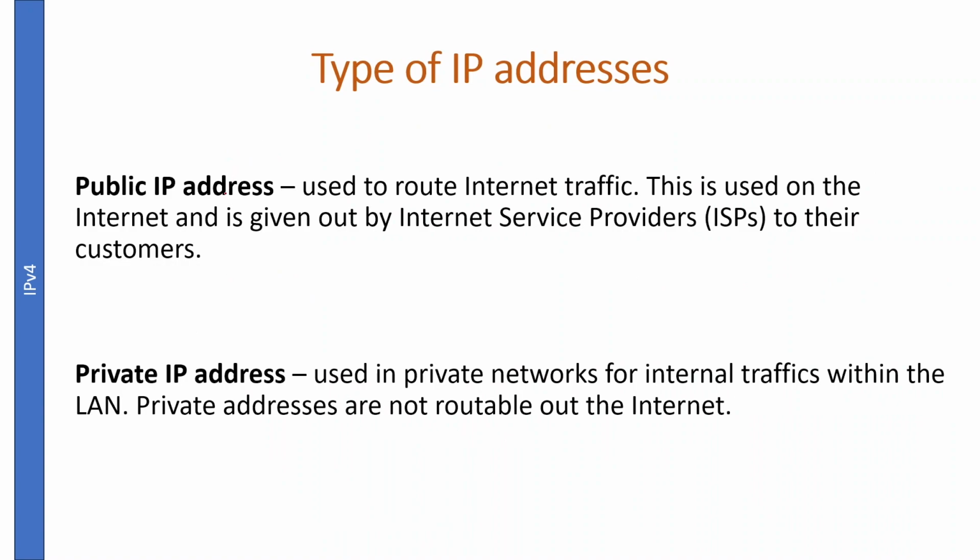Then after we have public IP address and private IP address. Public IP address is used to identify our device in the network. But then we use private IP address to identify our device in our local network, right? Not in the public network. It is used in a private network for internet traffic within the local area network. Private addresses are not routable out to the internet. You can't route through the internet if you are using a private IP address, right? For the public IP address, you can route through the internet. This one is assigned by the ISP, that means the internet service provider of your network.